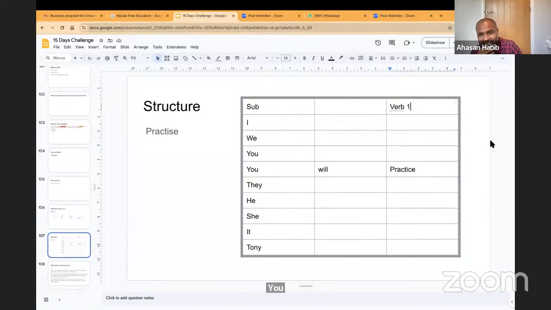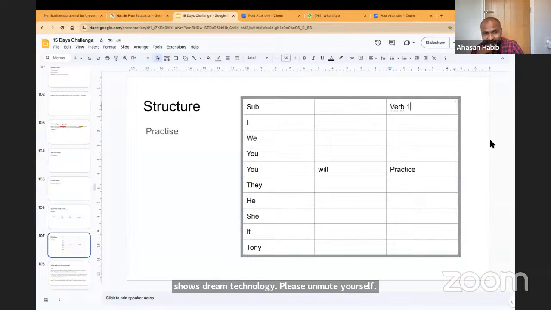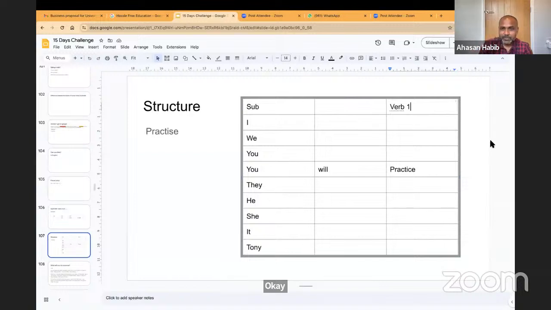I can see a lot of ladies. What about gents? Right? Excellent. So next one is Jakia. Can you please unmute yourself?